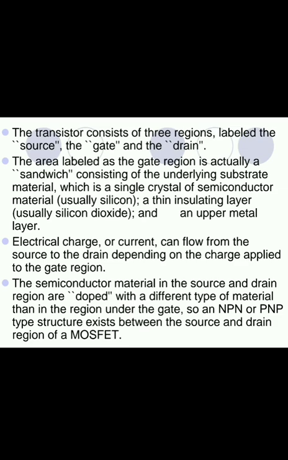After that, we have seen the semiconductor material in the source and drain. We are doping with a different type of material than in the region under the gate. So here also, like an NPN or a PNP, we are doing the same thing as a transistor. Because here we are taking one bulk material as P type, at that time we are keeping drain and source as N type.